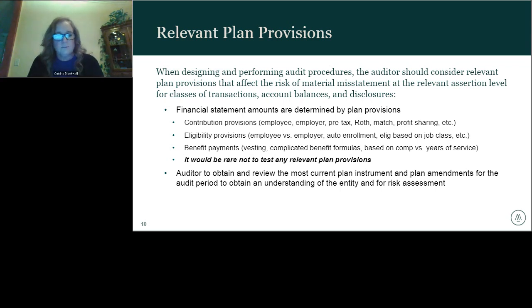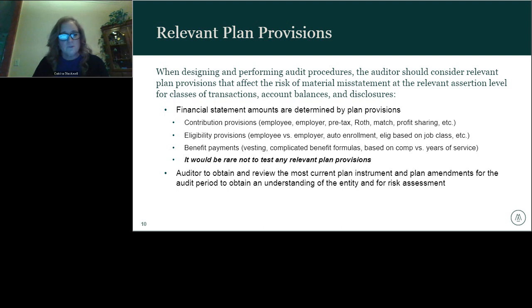Benefit payments are another part. How are benefit payments calculated? Is the formula complex? Is there a vesting schedule? Are the benefits based on compensation or years of service? So that would drive our audit procedures differently in assessing the risk of how that is done.